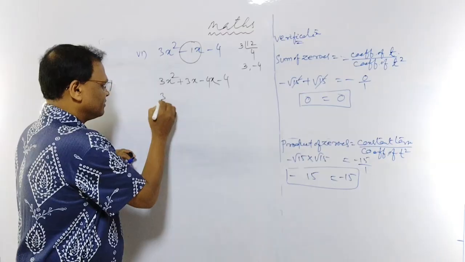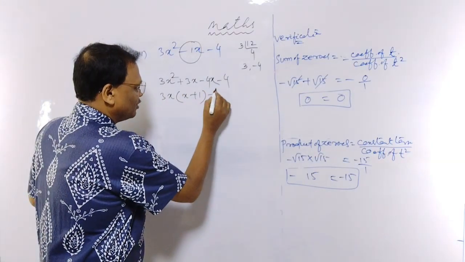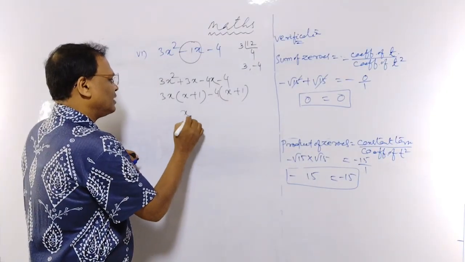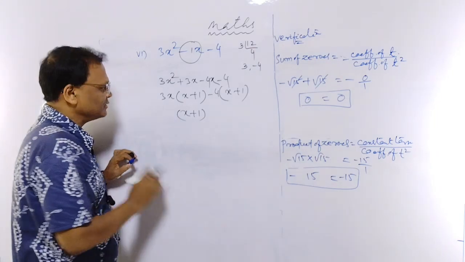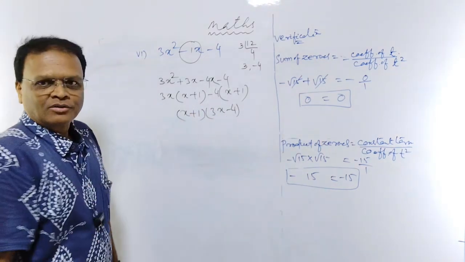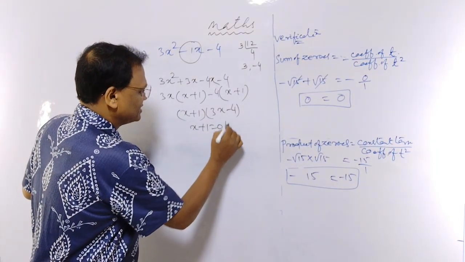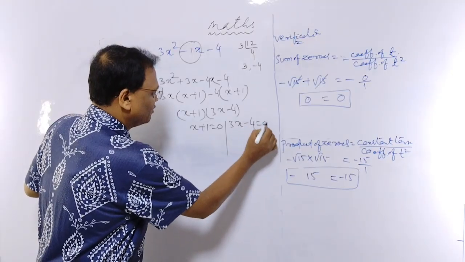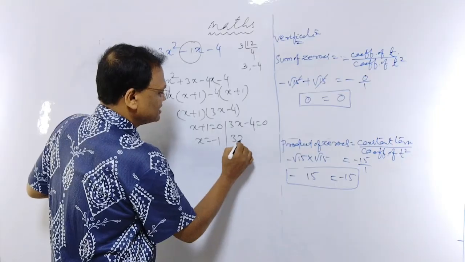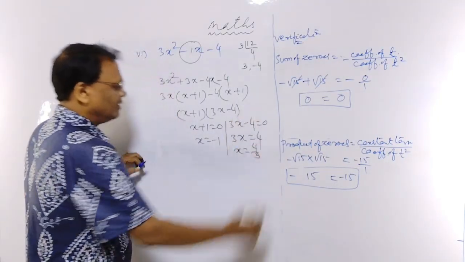Next, take out the common. 3x, x plus 1. And here I can take out the common, minus 4, again x plus 1. These two are common, so x plus 1 as it is. 2 factors I got. Now I can find the zeros. X plus 1 equals 0. Second is 3x minus 4 equals 0. And this gives me x is equal to minus 1, whereas this is 3x equals 4, and x is equal to 4 by 3.